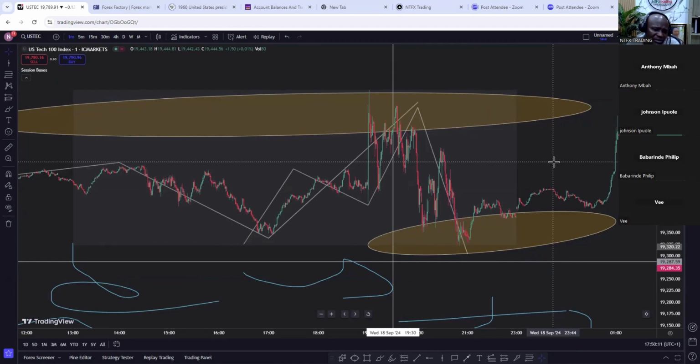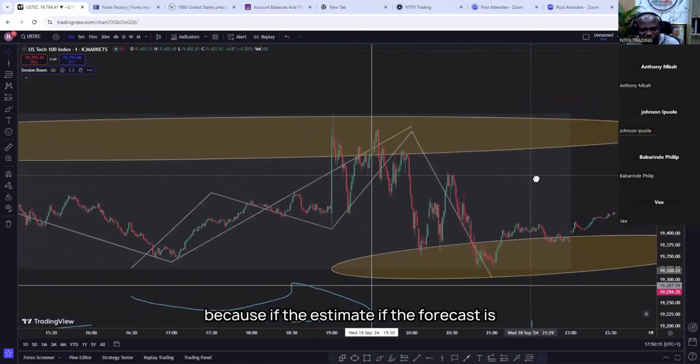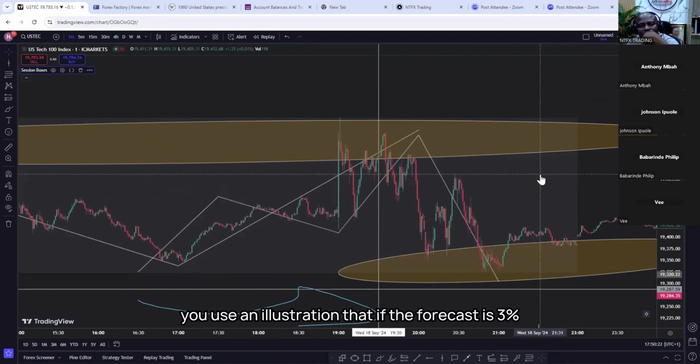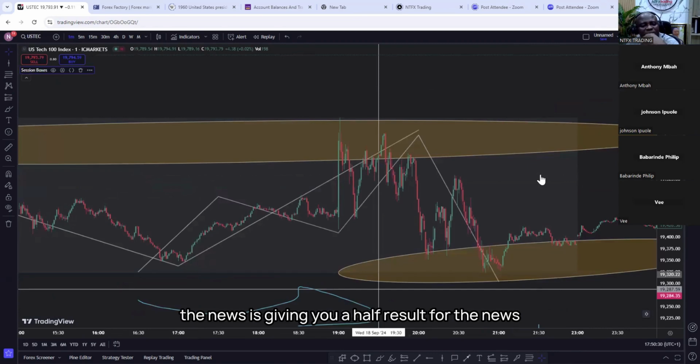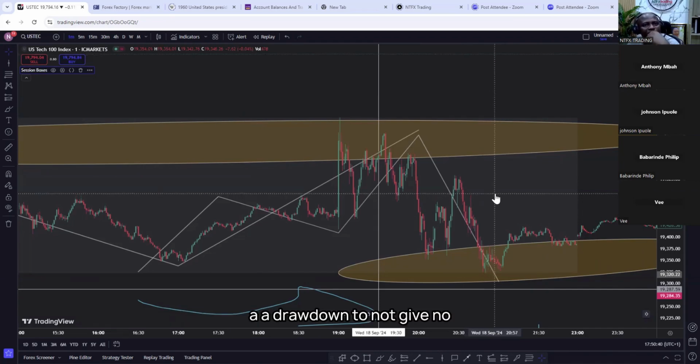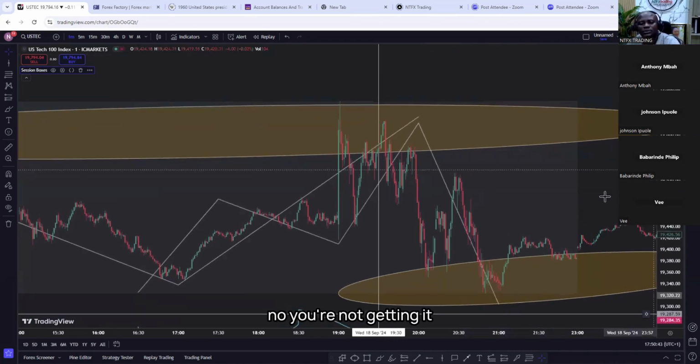Drop, sir. Why do you say drop? Because if the forecast is 3% and then the news comes out and the news is giving you a half, the result, or the effect the market is going to take, will be a drawdown. No, you are not getting it.